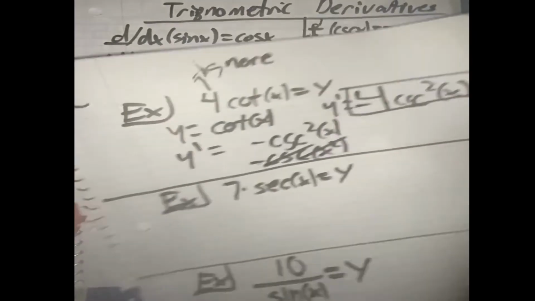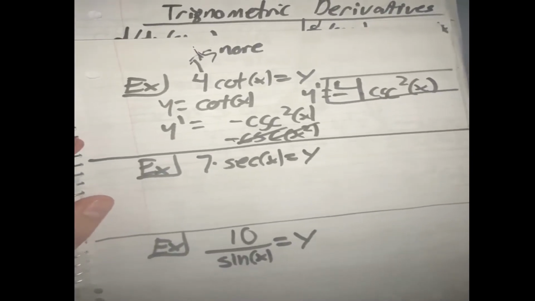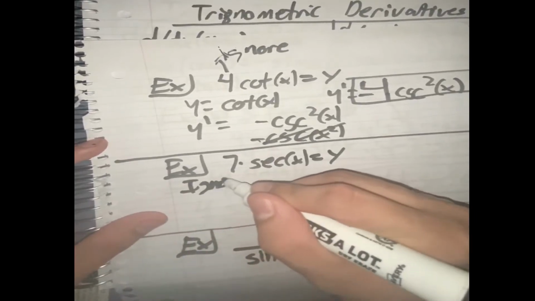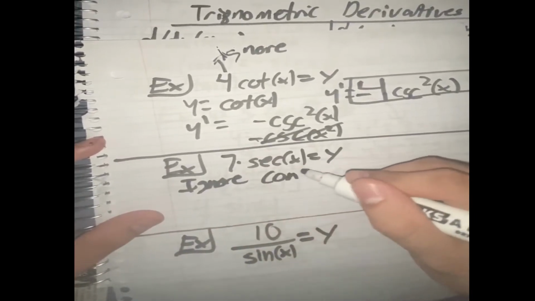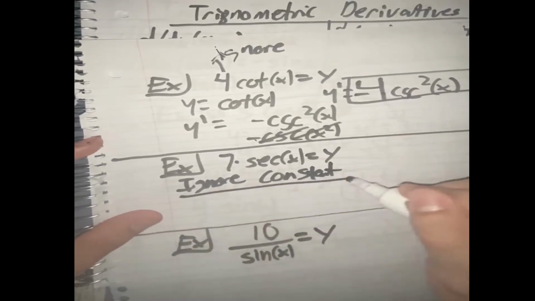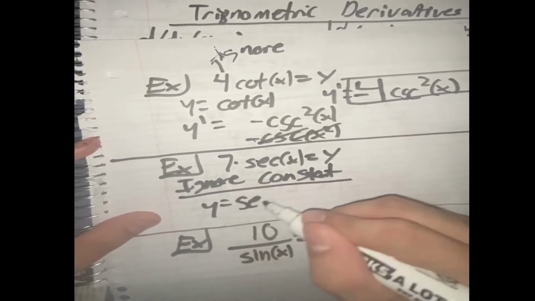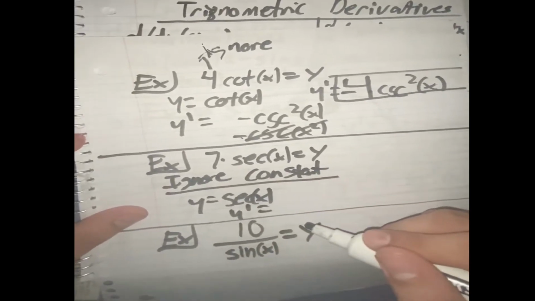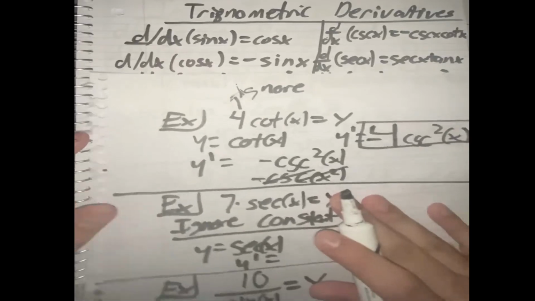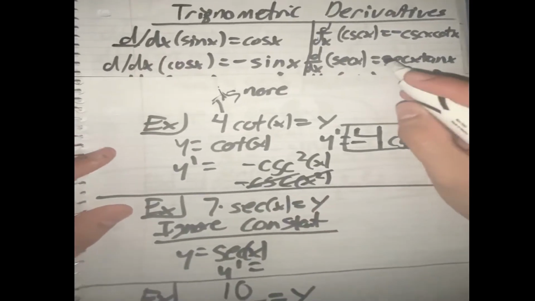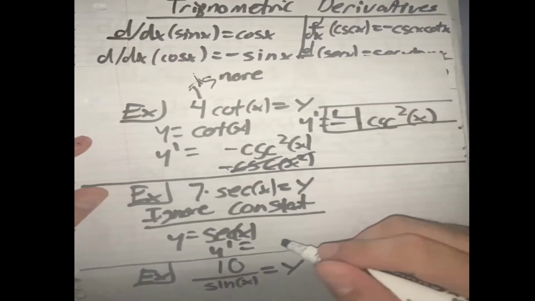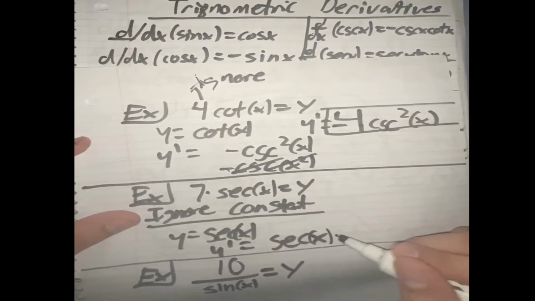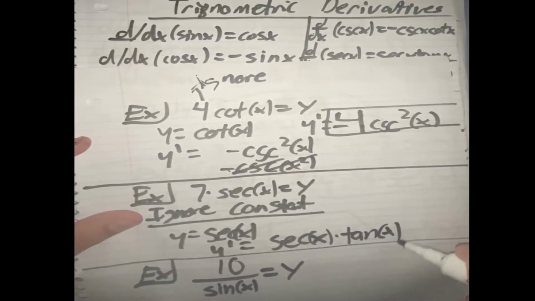So for the next problem, we're given 7 secant x equals y. The first thing we do is ignore the constant. So we focus on y is equal to secant x. And the derivative of secant x, we look for it, and it's secant x times tangent x. So the y prime is equal to secant x times tangent x.